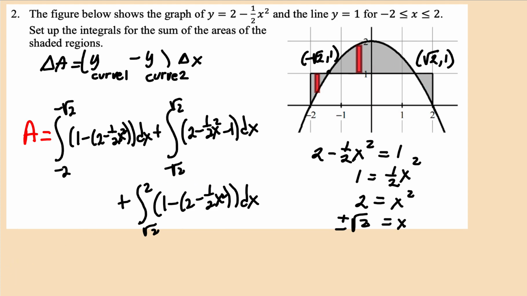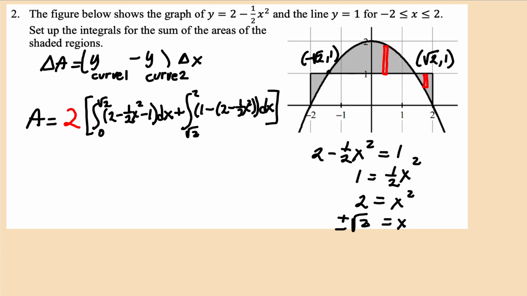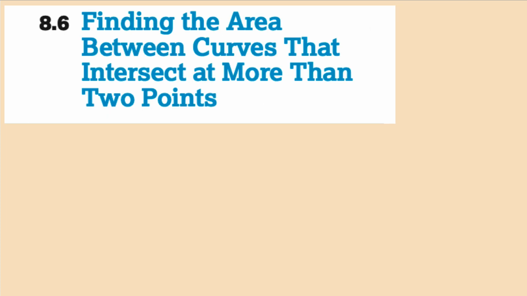I do want to talk about one more way to do this problem. And to do this problem, there's a lot of symmetry here. And so if I find the area of this, and then double it, then it'll be the area of all of this together. So another way to set it up is to just set up from 0 to root 2, and then root 2 to 2, figure out this definite integral, and then times it by 2, and you will get the same area as we did in the last problem. And that's the end of the screencast.